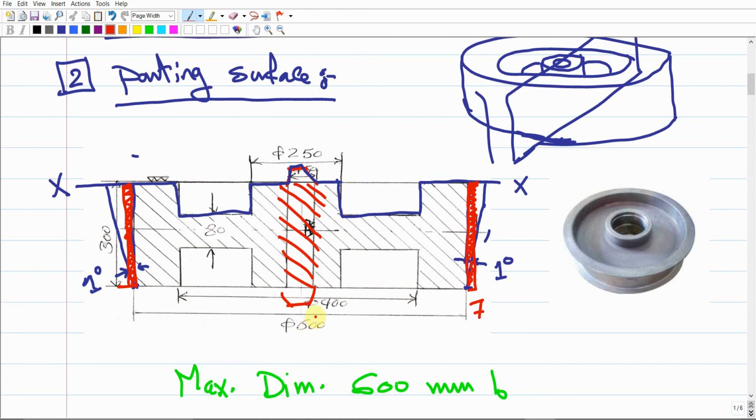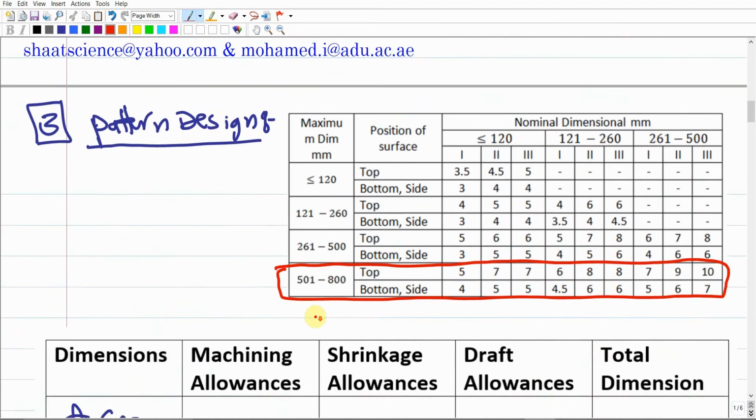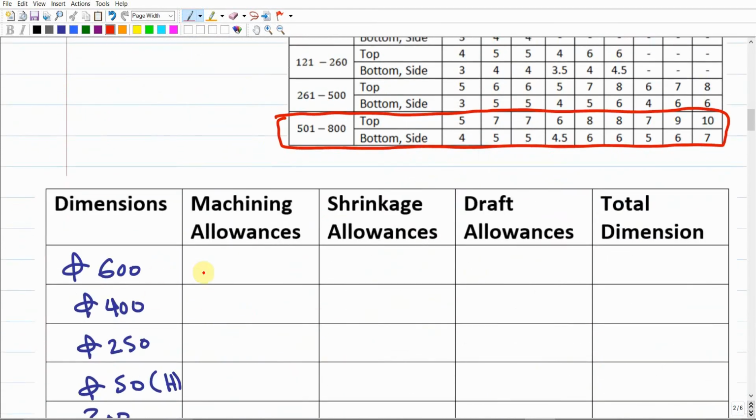So in total, the 600 dimension will be increased by the machining allowances on both of its surfaces, the 7. So we're gonna have plus 7 to both surfaces. Make sense?